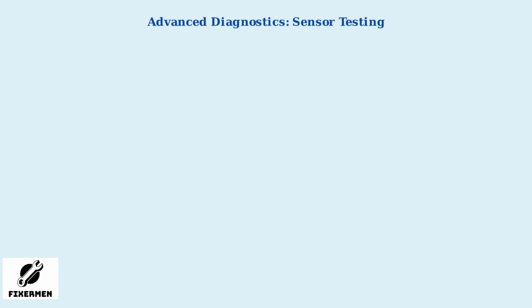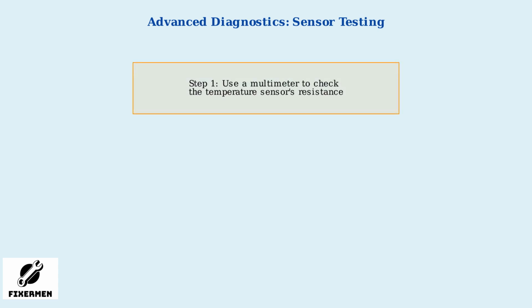If the initial checks don't resolve the issue, the temperature sensor itself might be faulty. Use a multimeter to check the sensor's resistance. A typical thermistor should read between 10 to 50 k-ohms at room temperature. Refer to your Carrier service manual for the specific resistance range for your model. Inaccurate readings suggest a sensor replacement is needed. First, use a multimeter to test the temperature sensor's resistance. This helps determine if the thermistor is functioning correctly.